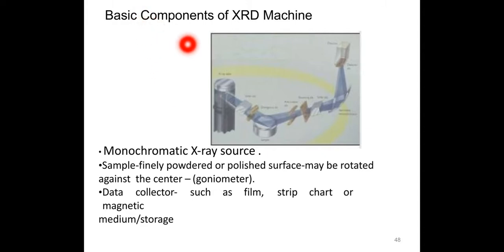See, what are the basic components of an XRD machine? Monochromatic X-ray source. Sample, finely powdered or a polished surface, which may be rotated against the center, and the name of the device is known as goniometer. Data collector such as film, strip chart, or magnetic medium storage.